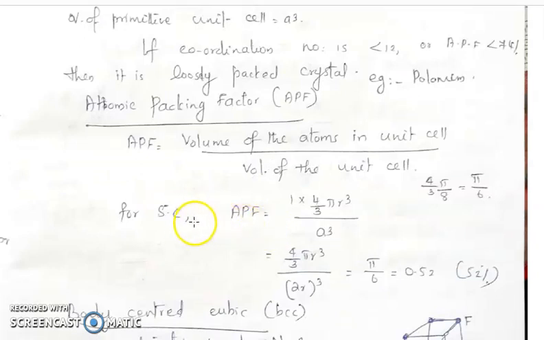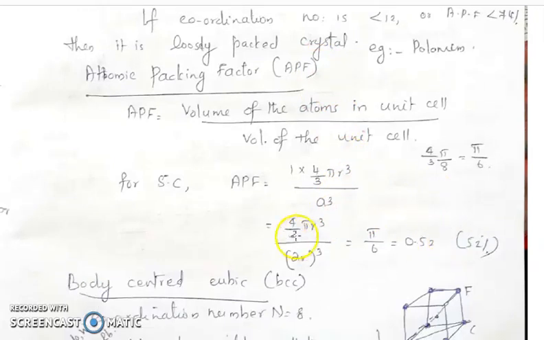So in this case, simple cubic structure, one atom of radius r has volume 4 by 3 pi r cube. Then the unit cell volume is a cube, and the relation between a and r is 2r is equal to a. So you can substitute: 4 by 3 pi r cube divided by a equal to 2r, so 2r the whole cube. The r cube gets cancelled, and the remaining part is pi by 6. This is found to be 0.52 or 52%.